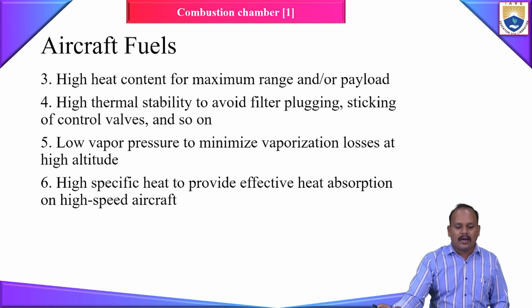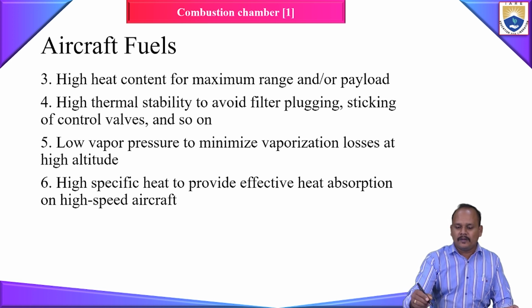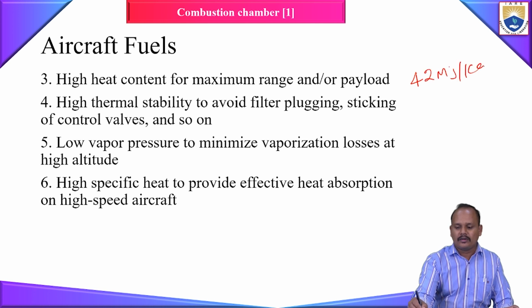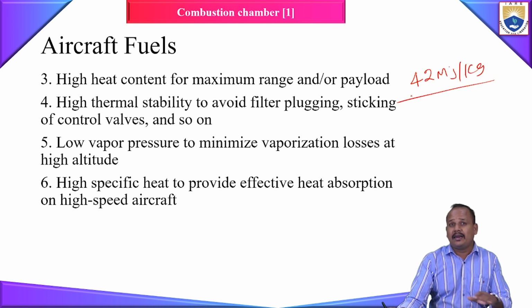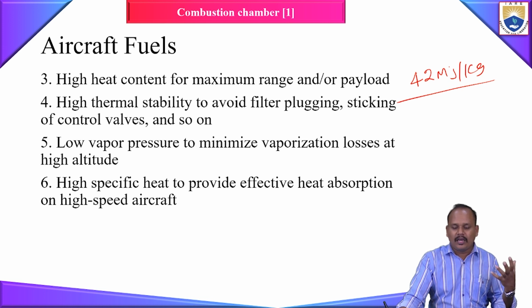Next is high heat content for maximum range and payload. Most aviation fuels have a heat content value of 42 megajoules per kilogram, which is the heat release value. So the fuel which we are going to use should have a very high heat content, so that the amount of fuel I am going to store in my aircraft will be less.